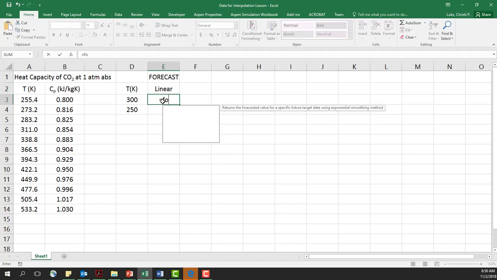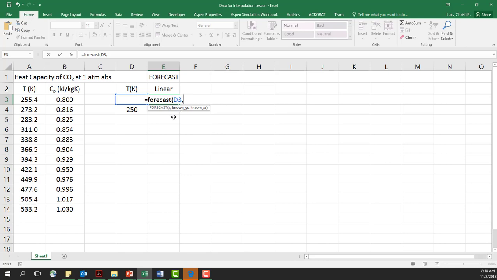And so we say equals forecast. And I should point out that we do have some options there for different types of forecasting that we can do. We're just going to use the basic forecast function. If you have an older version of Excel, you won't have those other options anyway. And so the first thing you do is you put in the X value. So in this case, my temperature. And then I'm going to put in the known Y values.